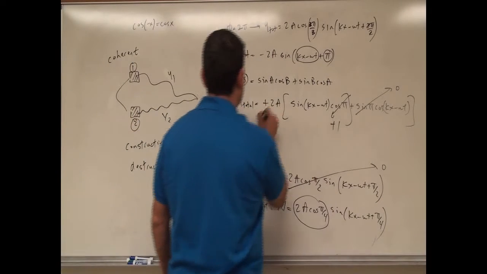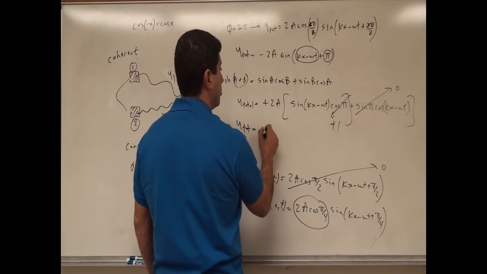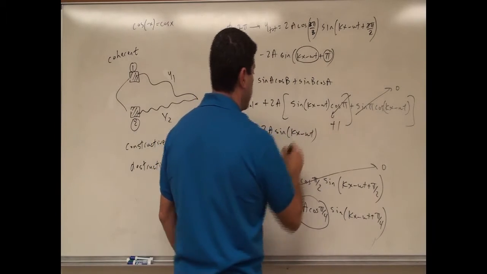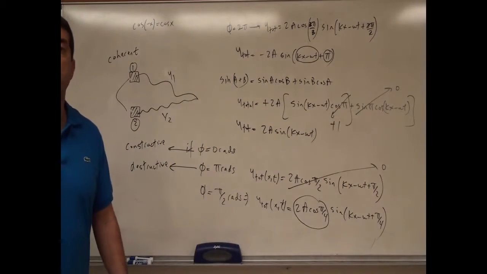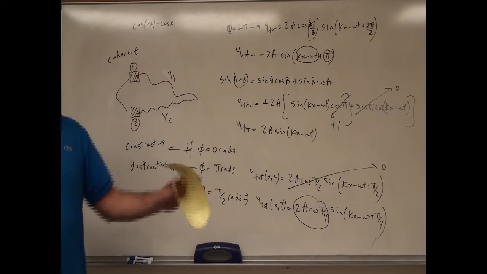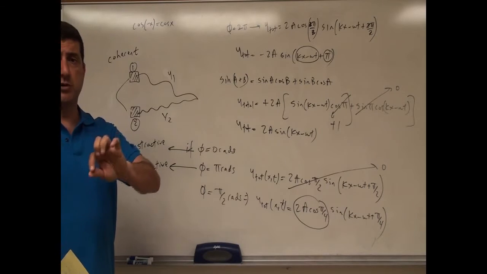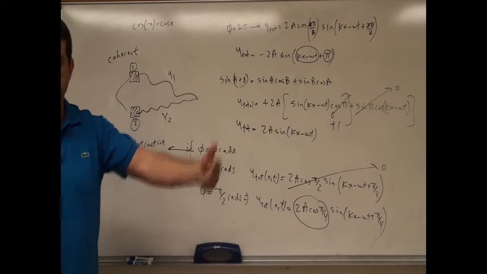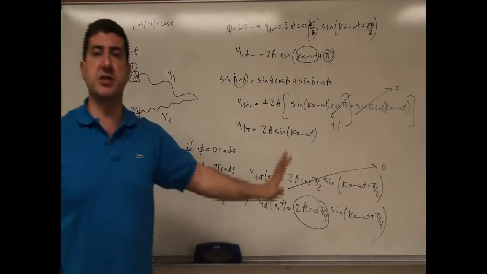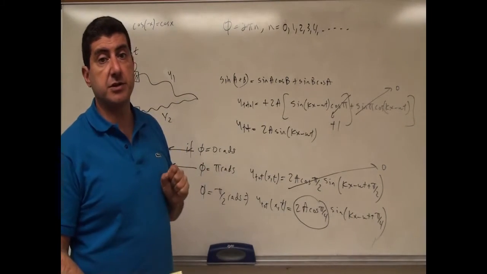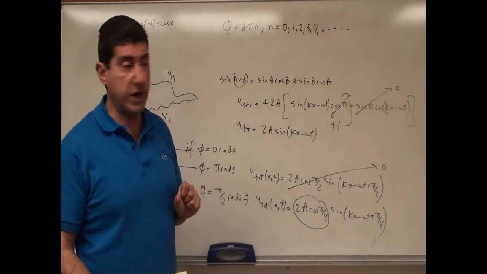So this one cancels this one. Y total is equal to 2a sine of kx minus omega t. So essentially it's like being 0 radians, right? So we can now generalize this. We can say any radian difference, 0 or 2 pi or 4 pi or 6 pi, will cause complete constructive interference, right? So 0 means there is no phase difference between the two waves.